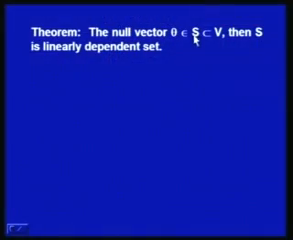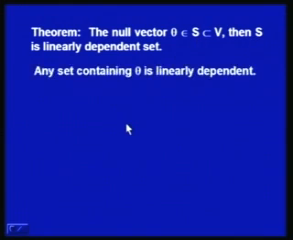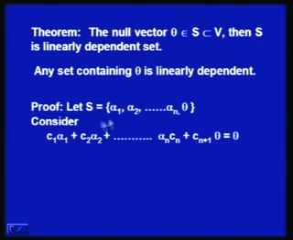Now, we have another theorem which says that if the null vector theta belongs to S, which is a subset of V, then S is a linearly dependent set. By this I mean to say that if there is a null vector in the set S, then set S is linearly dependent. So, any set containing theta is linearly dependent. That is another way of writing this theorem. So, let us try to prove this.